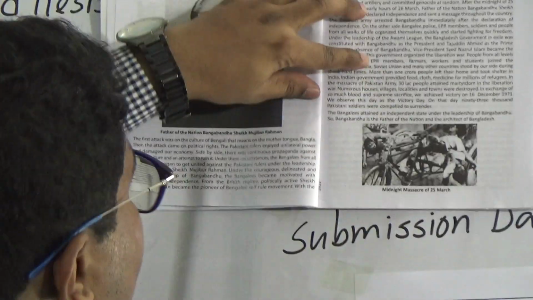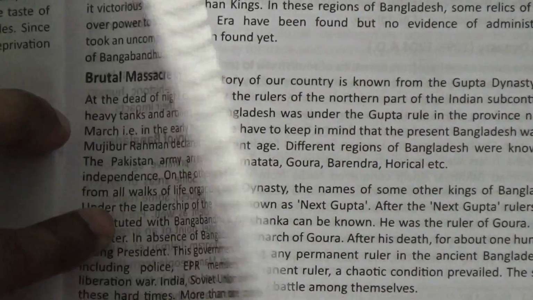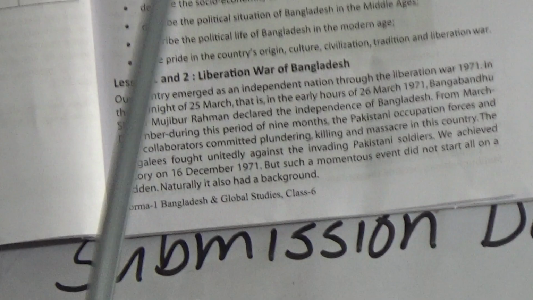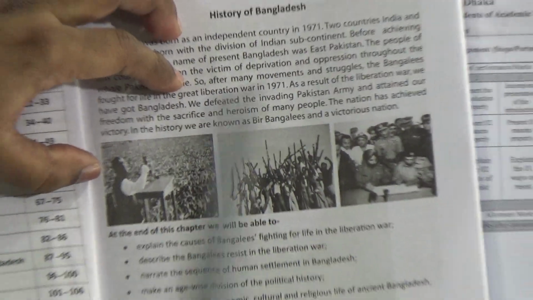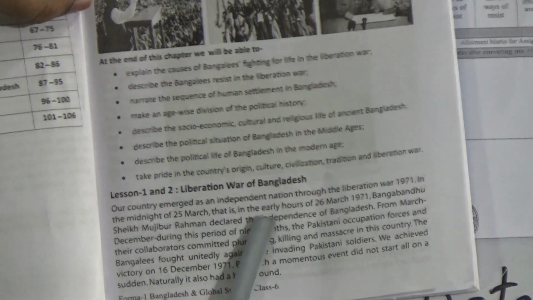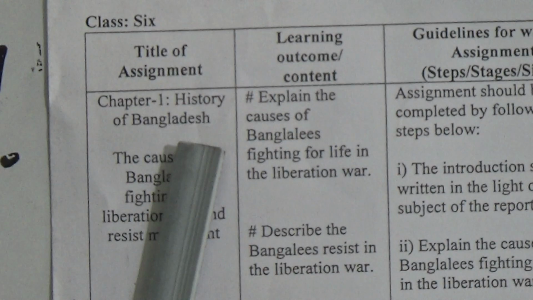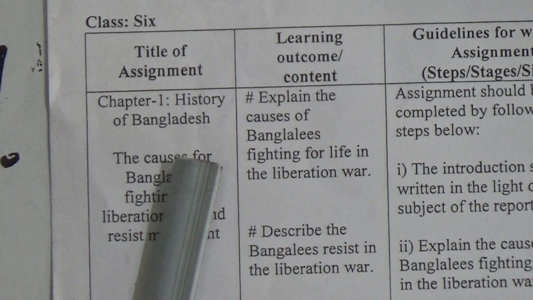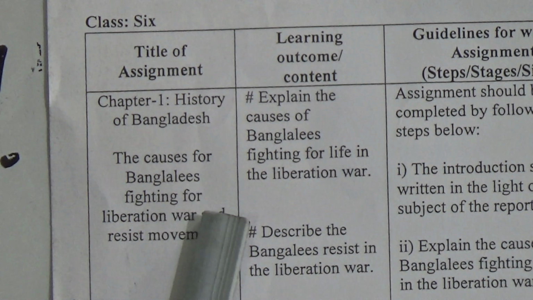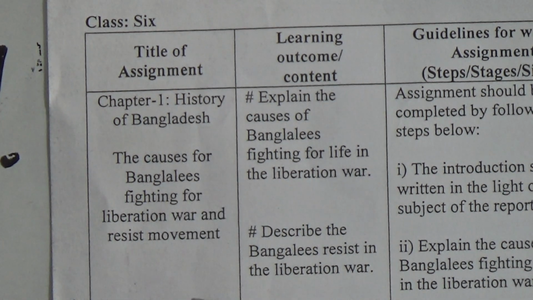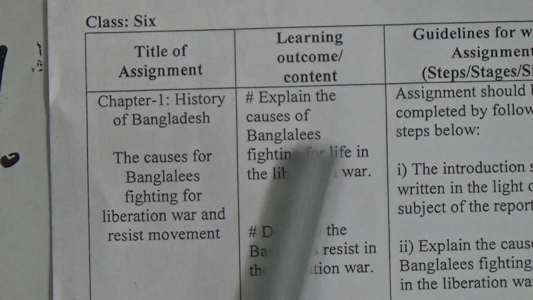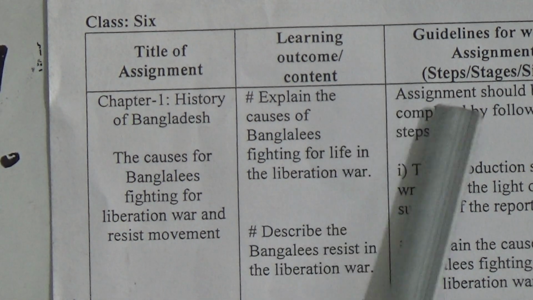Background of the liberation war and brutal massacre by the invading Pakistani army and our victory. You will take help from lesson 1 and 2. So for doing the assignment, you will take help from chapter 1, History of Bangladesh, lesson 1 and 2, Liberation War of Bangladesh. So let's see what you will do. Another thing, learning outcome and content: explain the causes of Bengalis fighting for life in the liberation war, and describe the Bengalis resist in the liberation war. And guideline for writing assignment: steps, stages, signs.